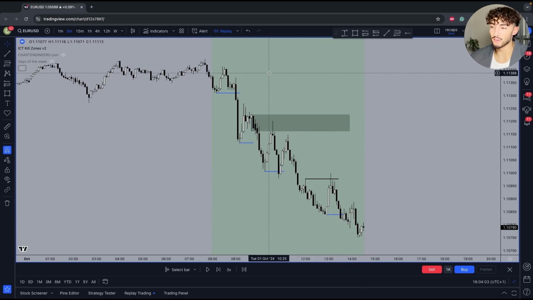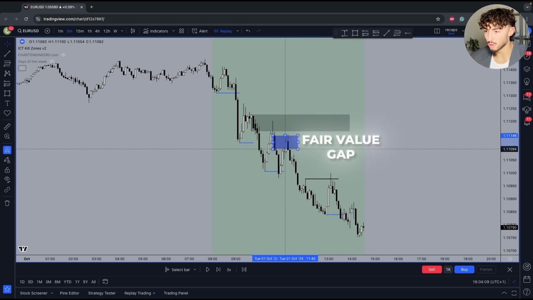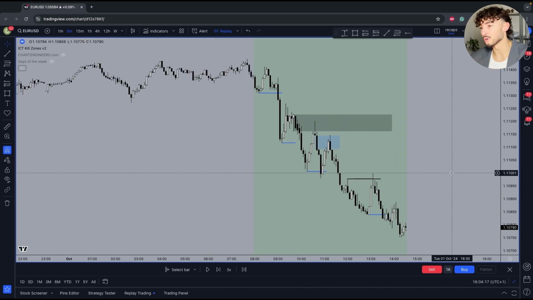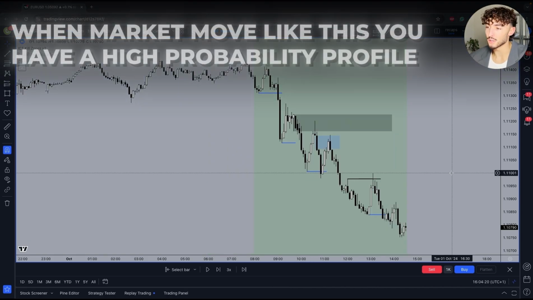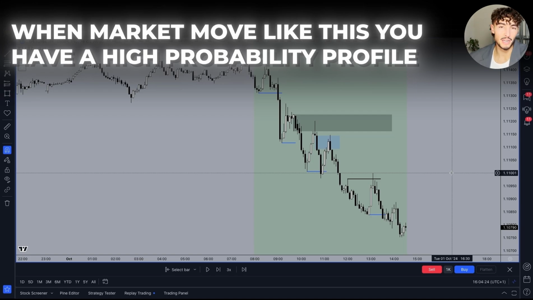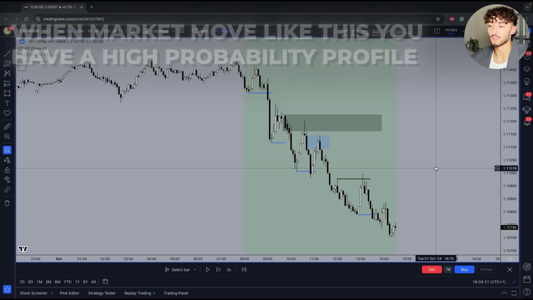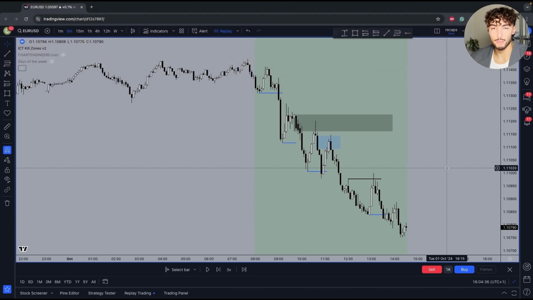You can see order blocks being respected, you can see fair value gaps being respected, because here we have a fair value gap, for example, FVG, fair value gaps being respected, M5 rates being respected. So yeah, when markets move like this, you have a higher probability profile. You can execute trades with ease, and your strike rate will be much higher compared to trading without order flow. That was a good example of bearish order flow.